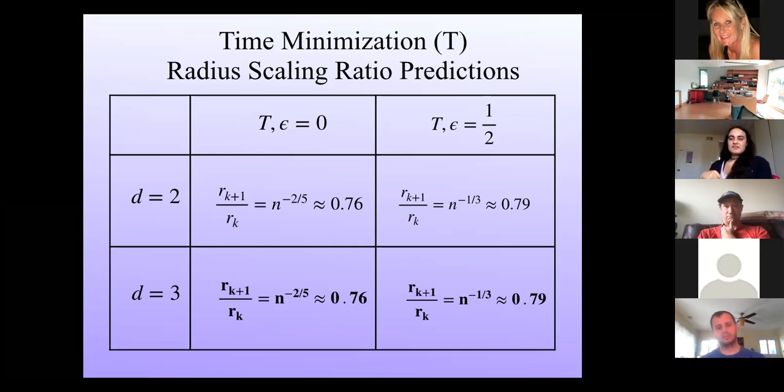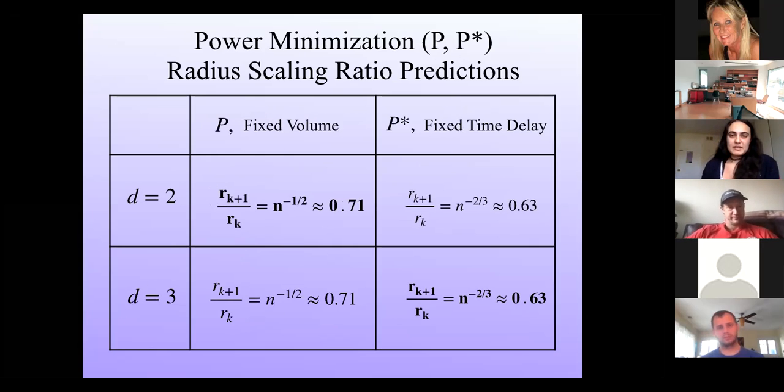So these are the results of the theoretical predictions for time minimization, with the unmyelinated case in the left column, and the myelinated case in the right column. And then here we have the results for power minimization with the fixed volume case in the left column and the fixed time delay in the right column.